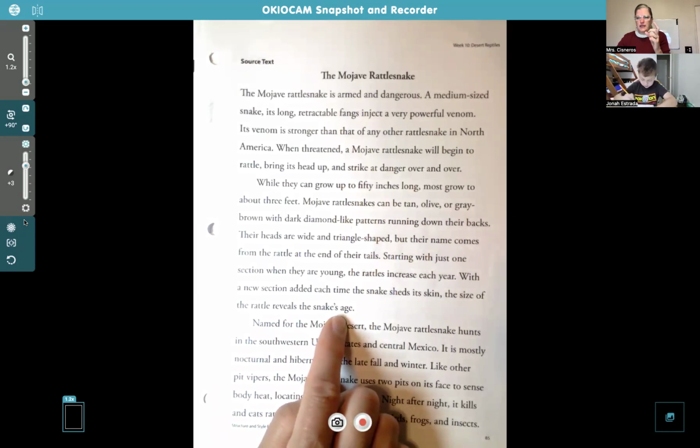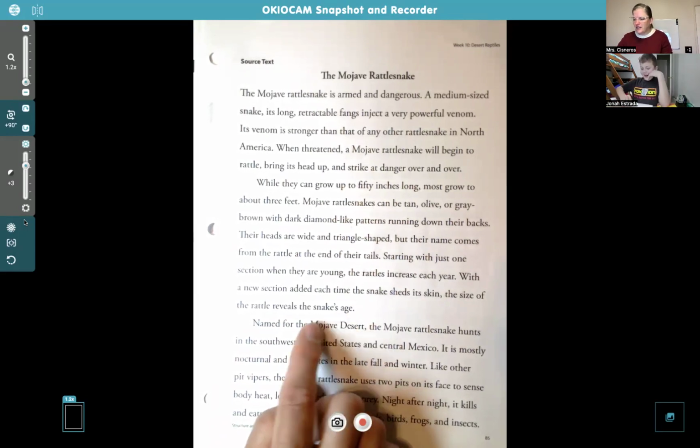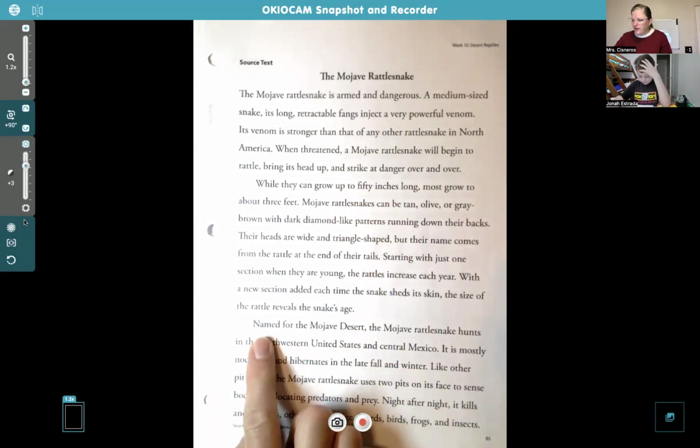So if the snake has 8 rattles on it, how old is that snake? 8. Isn't that interesting? It tells how old it is. Whenever you see one that just has 1 or 2 little rattles, then you know it's a baby snake. Yeah, exactly. That's interesting. Okay, I'm going to keep going here.